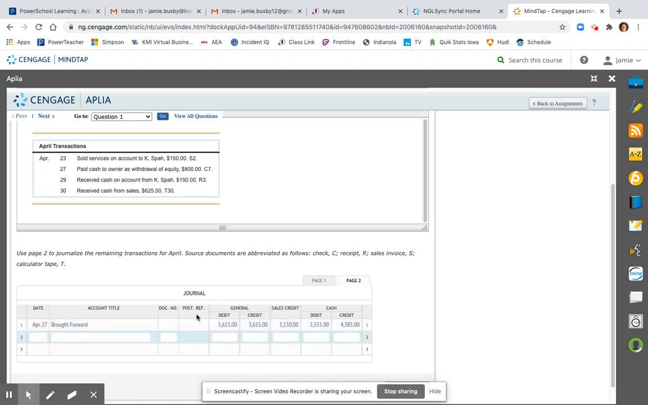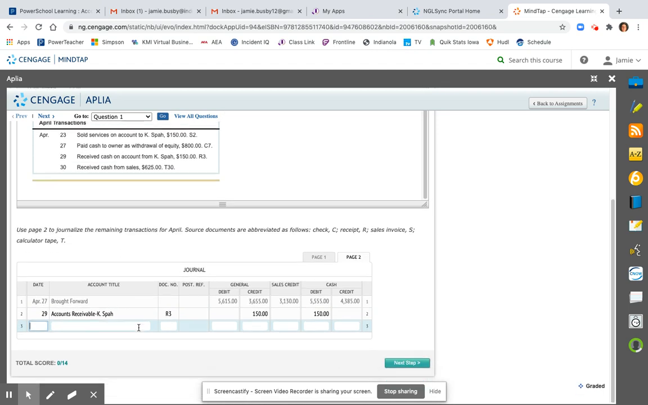So on April 29th, we received cash on account from K-Spa. So she owed us money. Now she's paying us. So accounts receivable, K-Spa. This is receipt number 3. We're going to credit her account for 150 because she owes us less. Assets decrease with a credit. We're going to debit cash because we received cash.